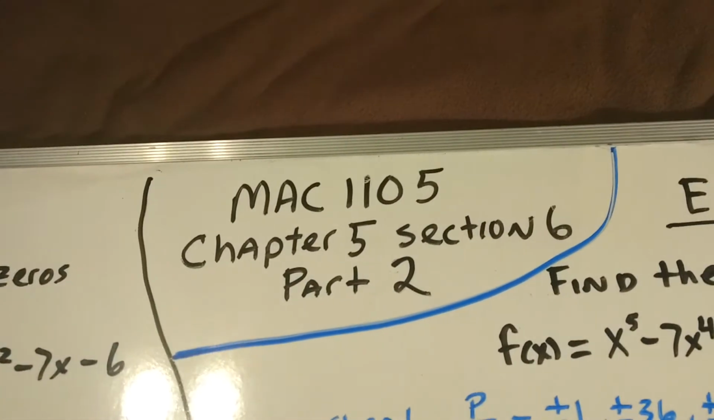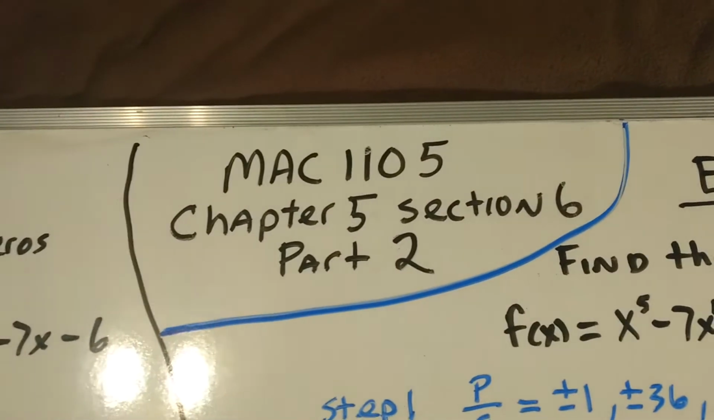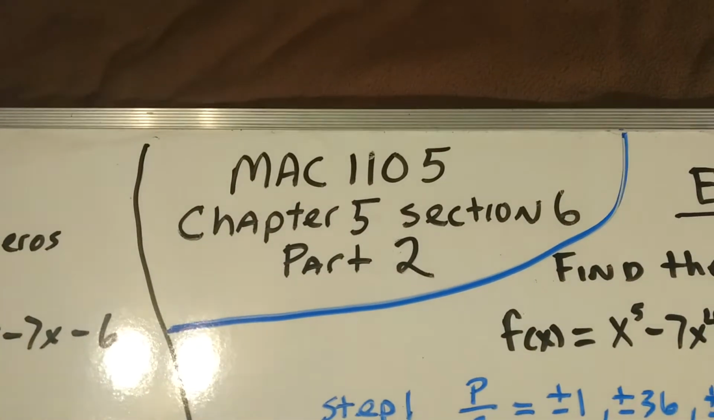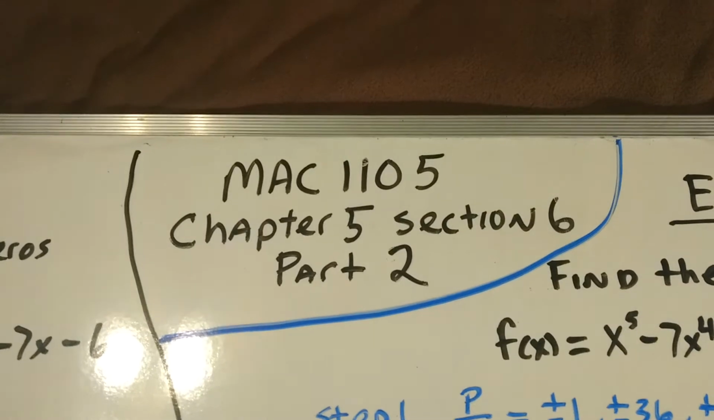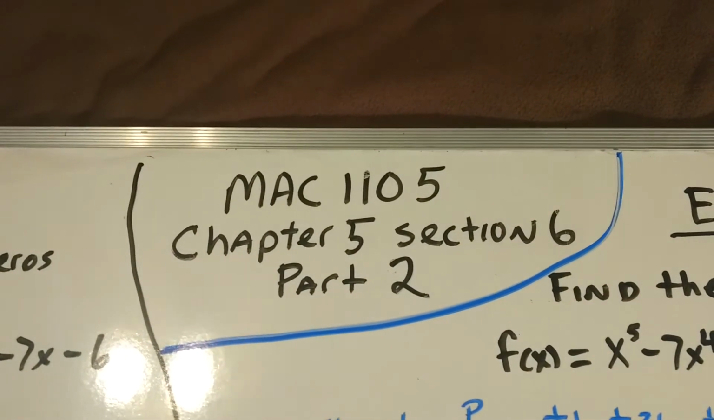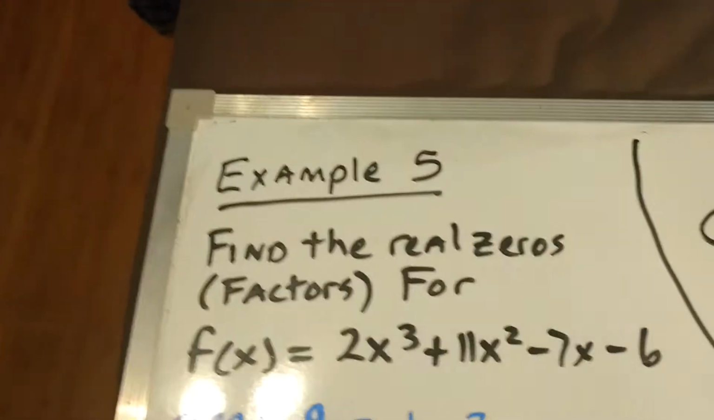Back 1105, Chapter 5, Section 6, Part 2. Remember, Part 1 was defining the 5 theorems that you needed to work and factor or find zeros for higher degree polynomials. Okay. So here's example 5.